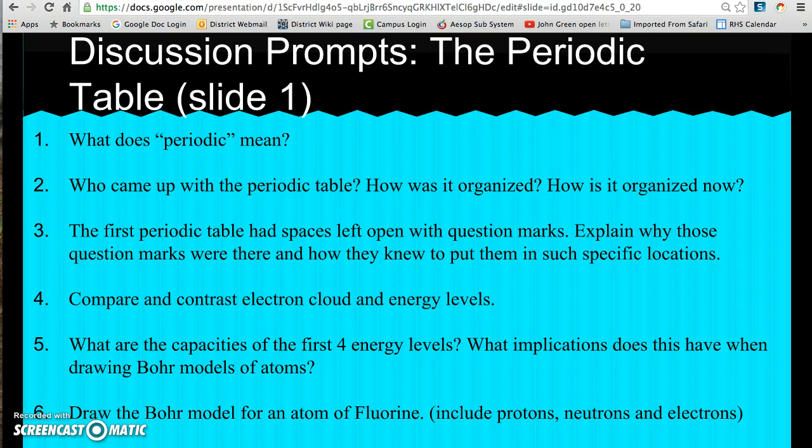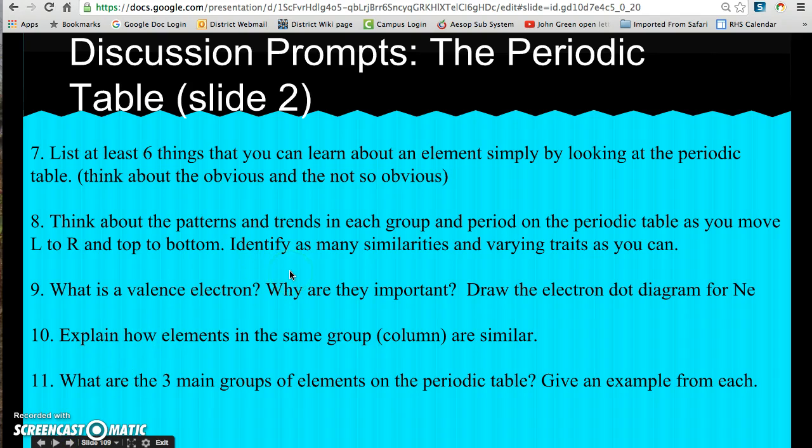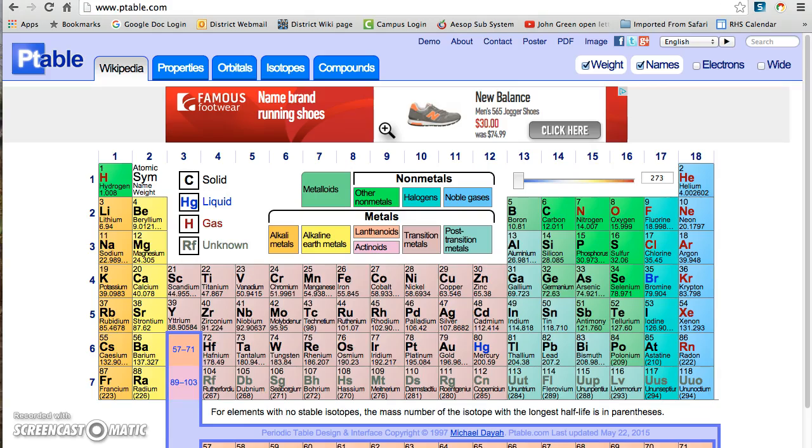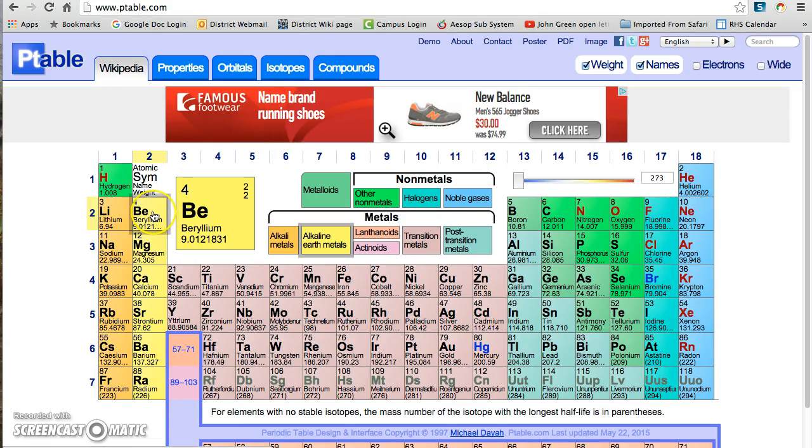So if we go back to our questions here, we'll go to the next slide for number 7. Number 7, you're listing at least 6 things you can learn about an element simply by looking at the periodic table. So we're going to go back to our periodic table, and I'm going to pull up beryllium here. Beryllium is number 4, so right away we know its atomic number. We also know that that is the same as the number of protons. We know its symbol, which is Be. We know its name, which is beryllium. We know its average atomic mass. We know its mass number. And so from its mass number, we can determine neutrons.